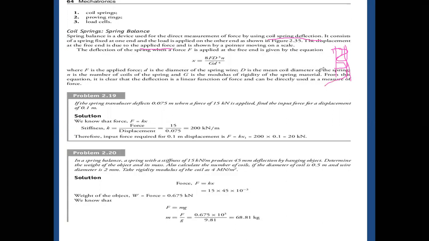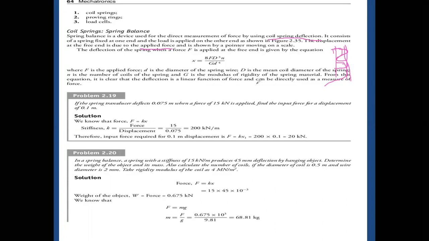And capital D is the mean coil diameter of the spring. And N is the number of coils of the spring. So how does the number of coils, one, two, like this one. And G is the modulus of rigidity, the shear strain, of the spring materials.